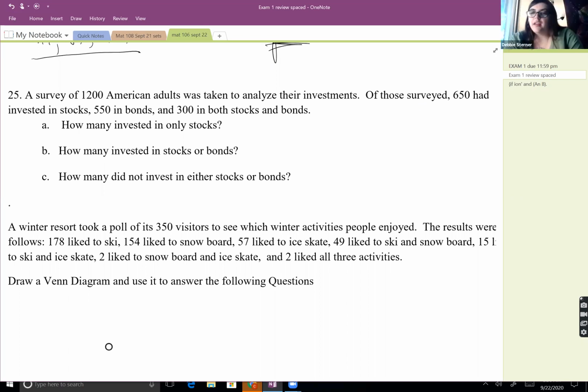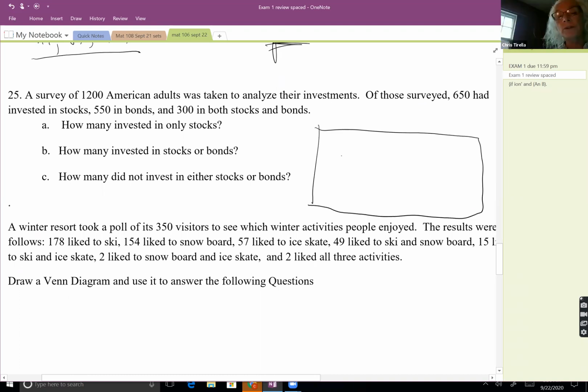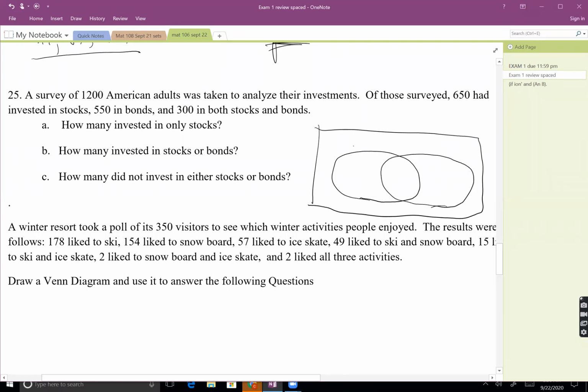Start from the end of the words, create a Venn diagram, and start from the bottom and work your way up. I really like those words, create a Venn diagram. Was everybody thinking that same way? Yeah. So I'll call this S for stocks, this B for bonds.